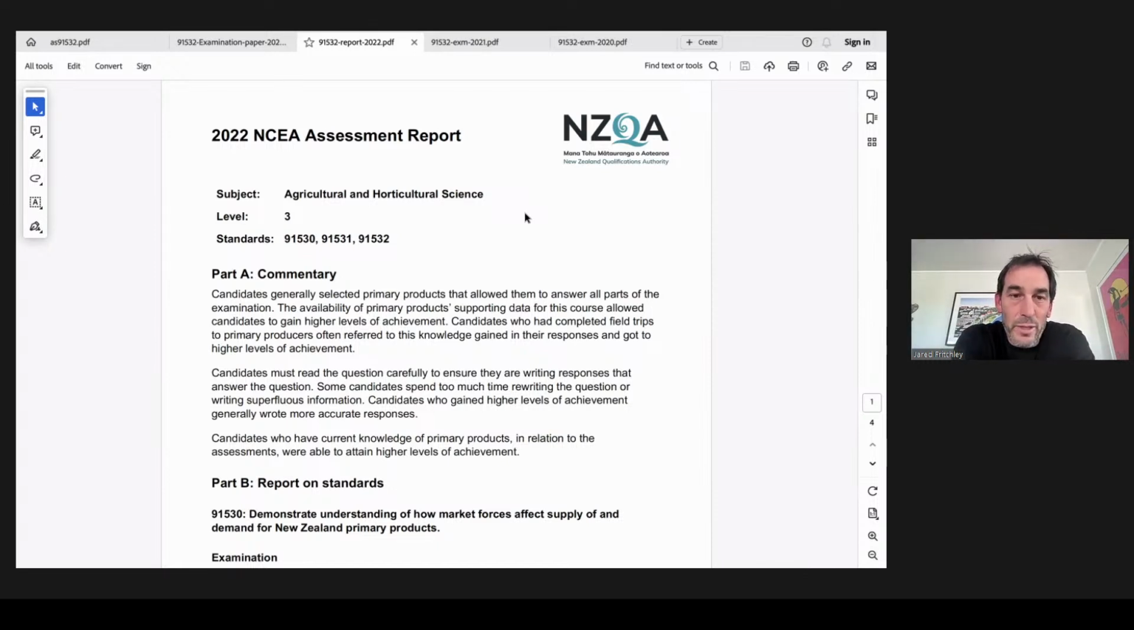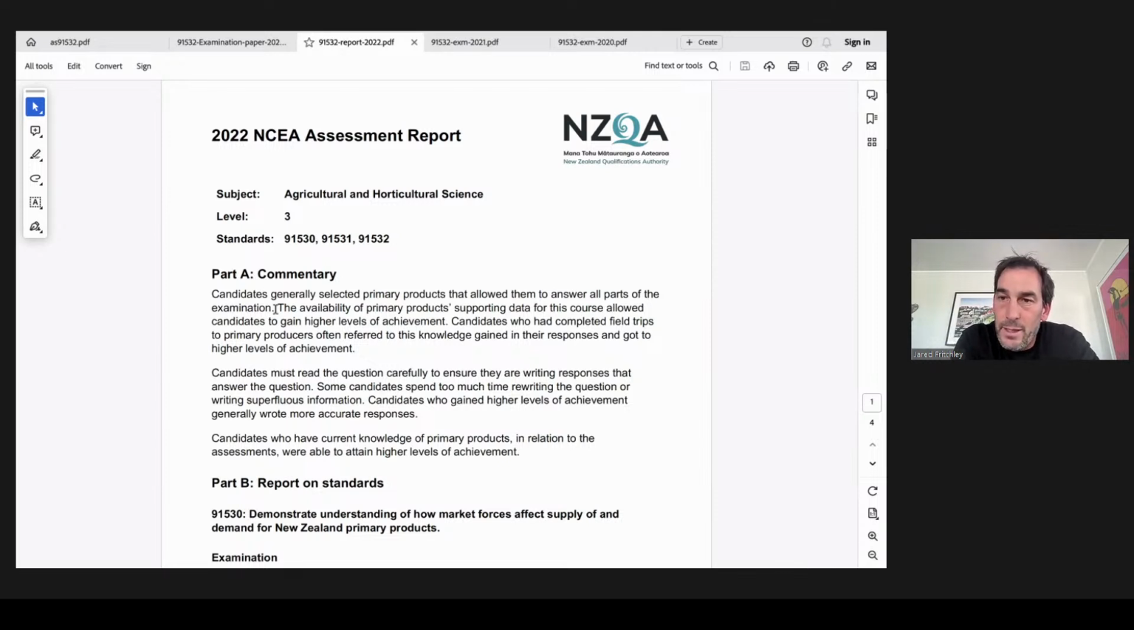Candidates generally selected primary products that allow them to answer all parts of the examination. So again, if you're going to choose artichokes to answer this exam for 91532, you're probably going to find it'll be difficult, because there probably isn't much data or resource available talking about the greenhouse gases produced from growing artichokes.